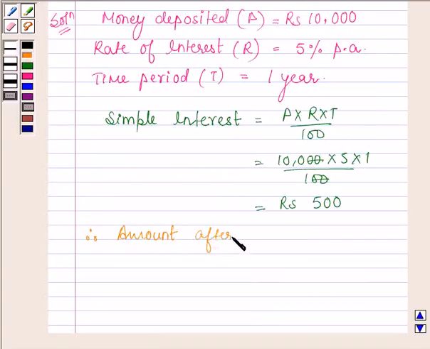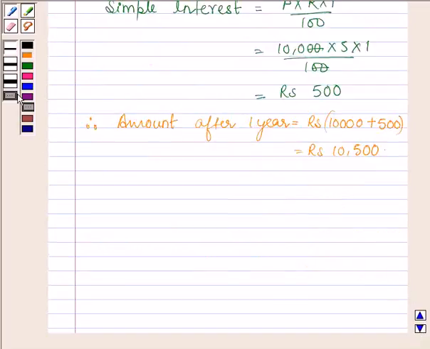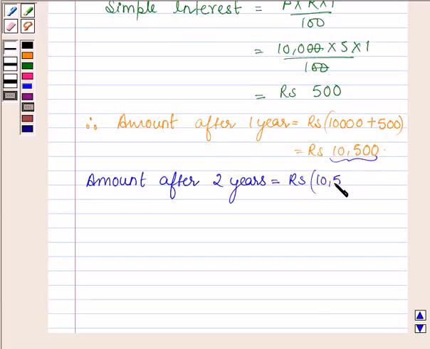Therefore, amount after 1 year will be equal to the principal plus the interest, which is equal to rupees 10,500. Similarly, amount after 2 years is equal to rupees amount after first year plus interest for 1 year on rupees 10,000, which is rupees 500. So this is equal to rupees 11,000.